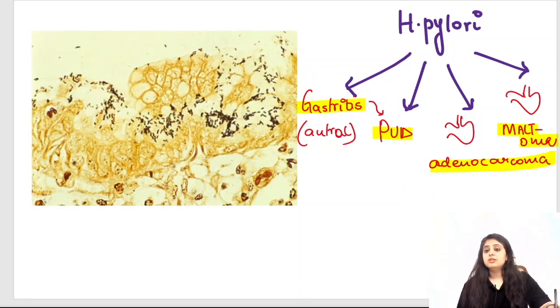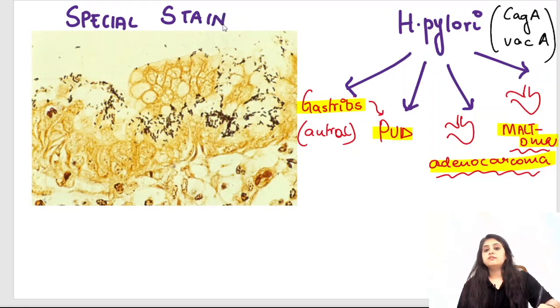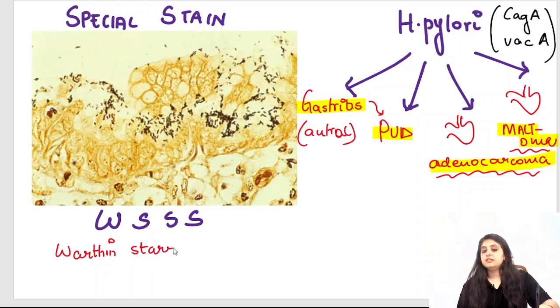And they will ask you that how is it causing cancers? How is H. pylori causing cancers? Because God has given it two very magical substances called CagA and VacA. CagA and VacA are two molecules that God has given it, which is making it cause cancers. That has also been a question. Finally, you say that you want to identify H. pylori with the help of a special stain, and that special stain is the very, very famous WSSS. What is that? It is the Warthin Starry Silver stain. The Warthin Starry Silver stain.